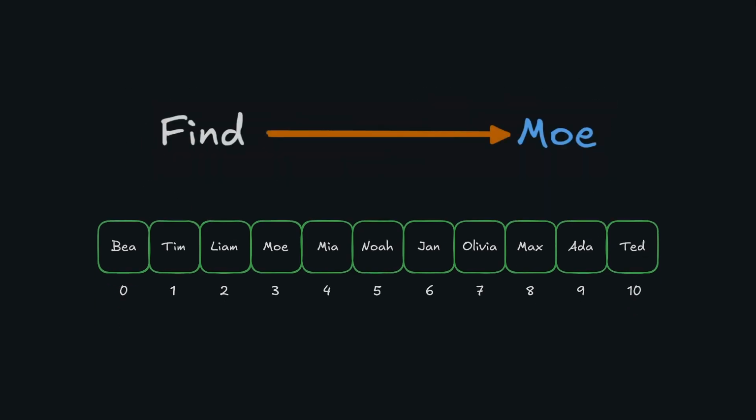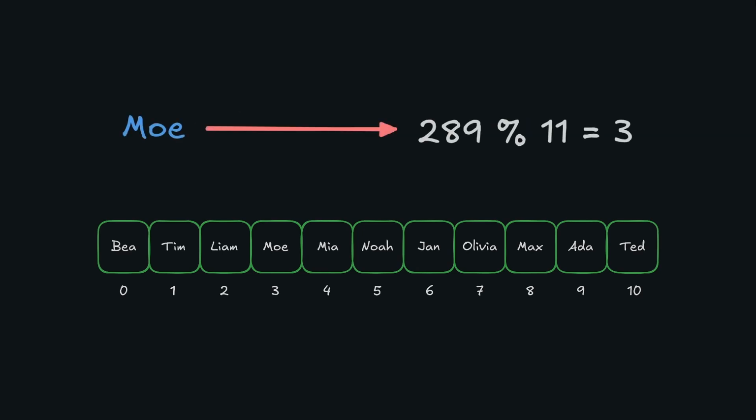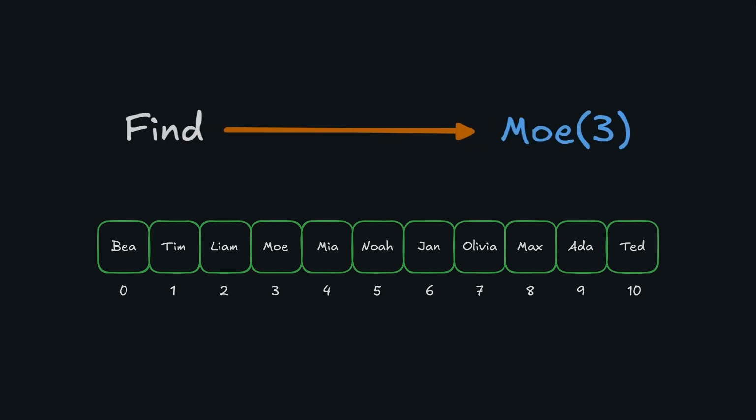Suppose we want to access a particular value. We first perform the same mathematical calculation on the key. This tells us exactly which index the value is stored at. Once we know the index, we can access the value directly. This is what makes hash tables so fast and efficient.